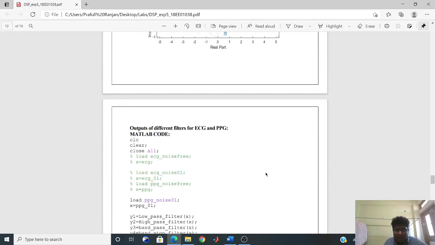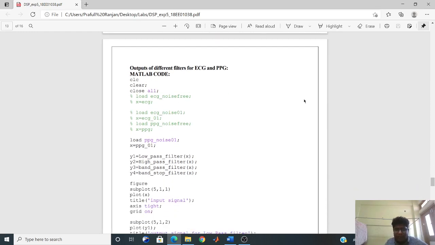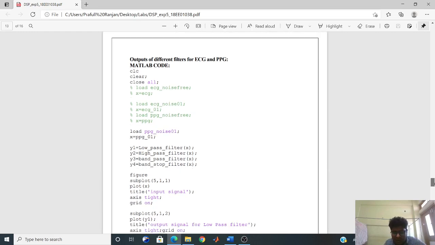Now here I have plotted the different filter outputs for ECG and PPG, which have been provided by Narendra sir. I have taken one ECG which is noise free, and one ECG which has some noise. And similarly for PPG, I have taken two signals, one with noise and another noise free. So this is the command which I have loaded for.